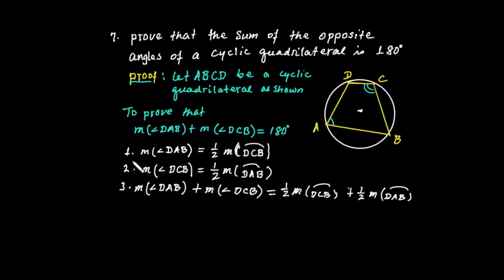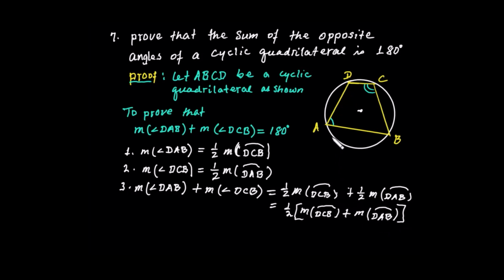So by step 1 and step 2, the measure of angle DAB plus measure of angle DCB is equal to half the measure of arc DCB, the arc subtended by angle DAB, plus half the measure of arc DAB, the arc subtended by angle DCB. Half is common. So this is equal to half, in brackets, the measure of arc DCB plus measure of arc DAB.